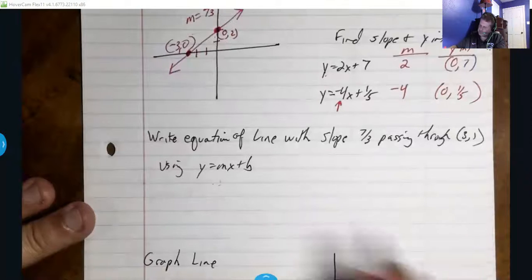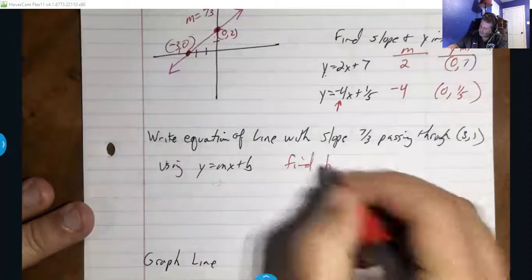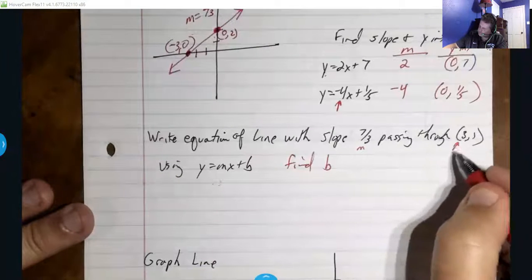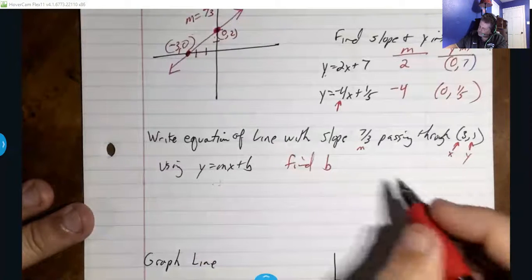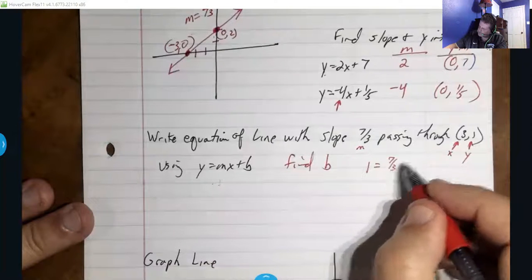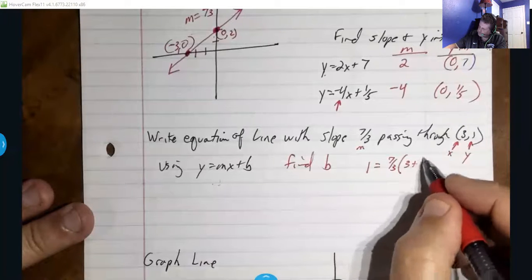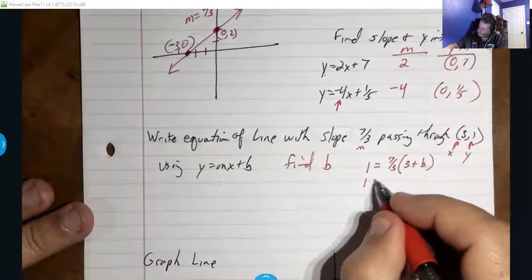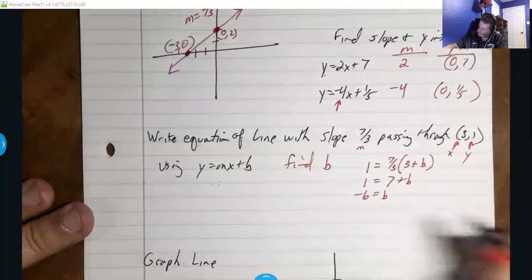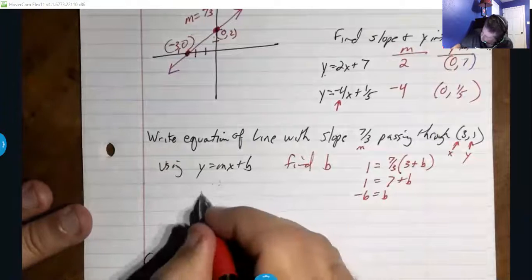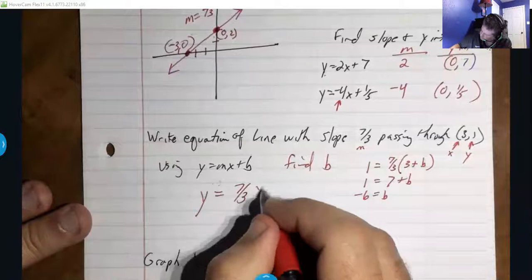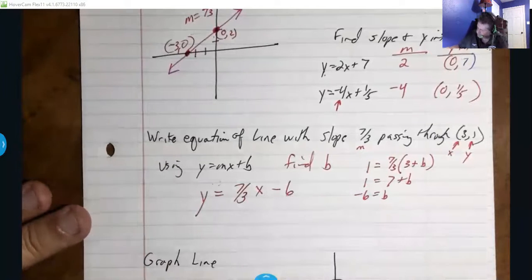So what we're going to do is we have to find b. Now how do I find b? We're going to put this in for m, this in for x, and this in for y. So we're going to have 1 is equal to 7/3 times 3 plus b. Well, that's going to be 1 is equal to 7 plus b. So b is going to be -6. So my equation is going to be y is equal to 7/3 x minus 6.